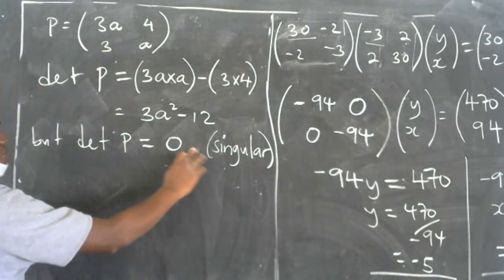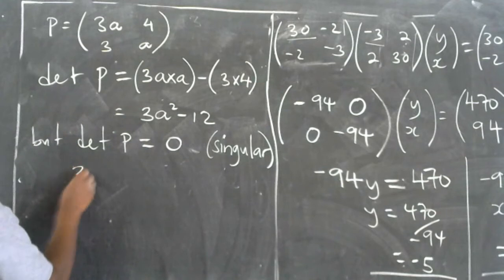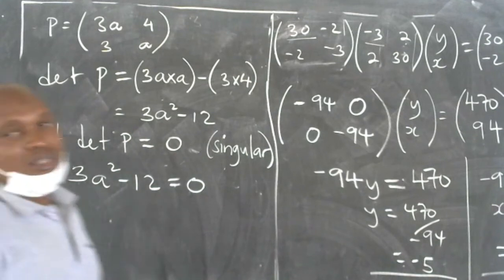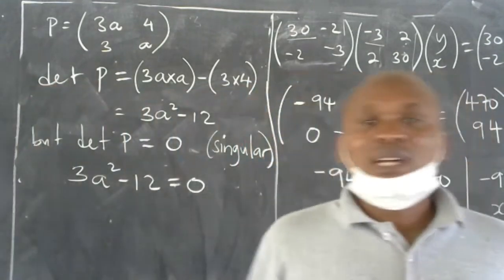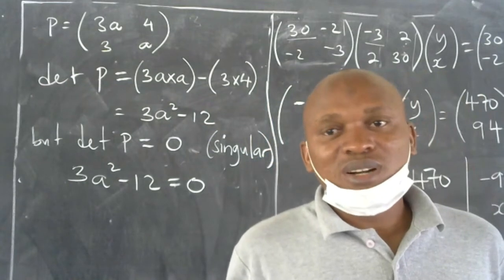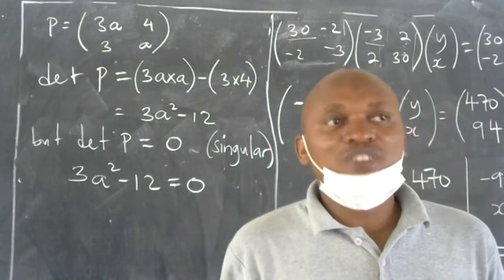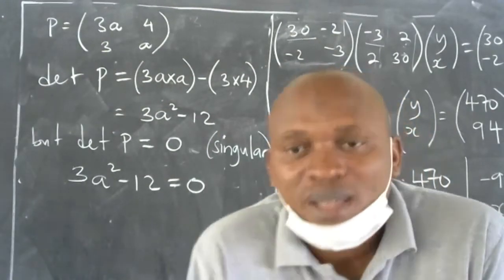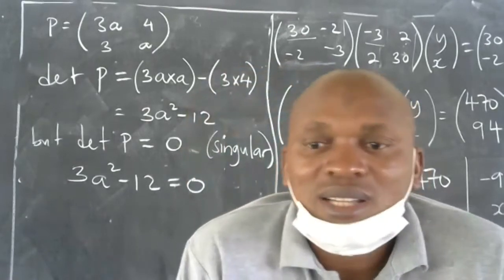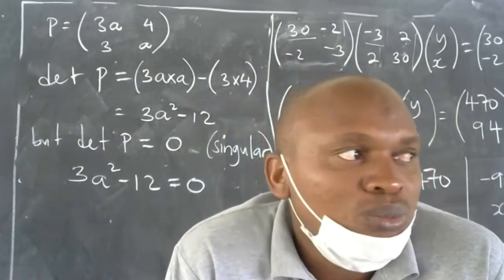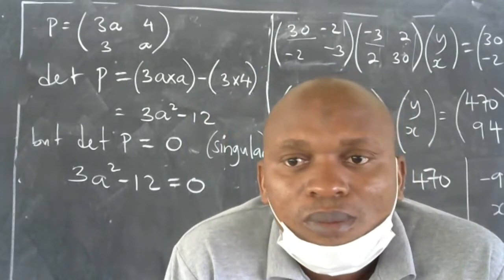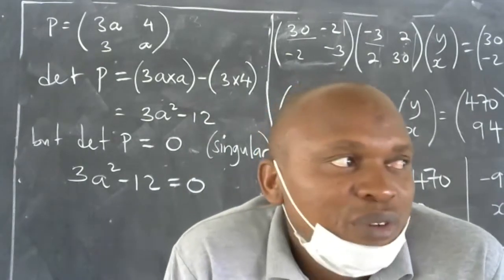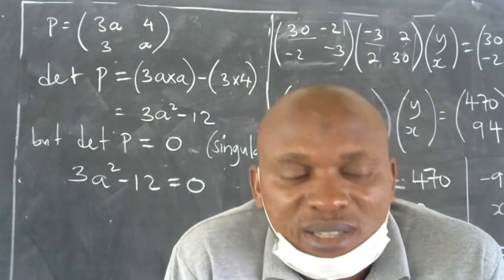The reason is because it's singular. Therefore, we shall get this determinant 3a squared minus 12 and we equate it to 0. So we have that stage. From that stage, how have you gotten the answers? Do you have one answer for a or two answers for a? Who can answer that question? Somebody reply. If you have got an answer, reply so that you make the class lively.